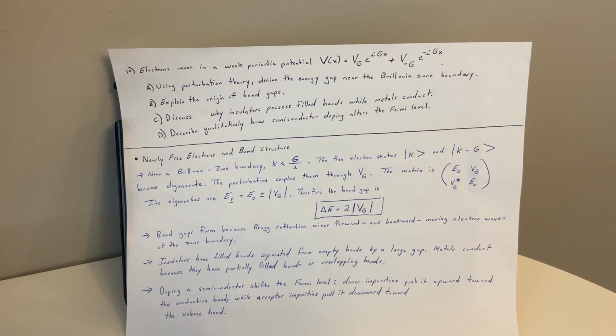Doping a semiconductor shifts the Fermi level. Donor impurities push it upward toward the conduction band, while acceptor impurities pull it downward toward the valence band. Okay, so that takes care of number 10. Number 11.